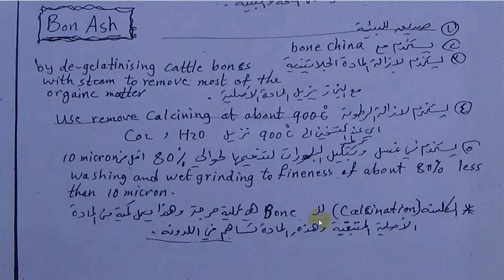The calcination of Bonash. Calcination with Bonash is very critical, and it leaves a residual quantity of the original articles, and these articles will contribute to plasticity.